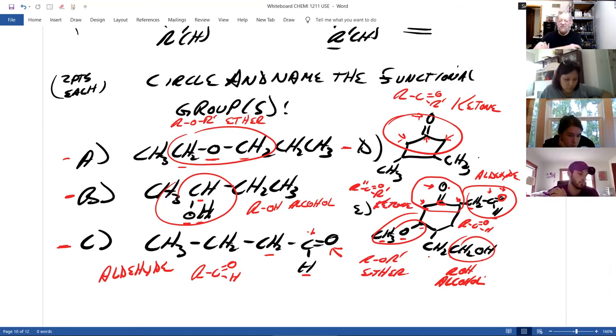Remember, ketone is not spelled with a Y. Students like to do that, and I don't take off for spelling. And that's how you play that fun game. Circle and name the functional groups, 2 points each. I hope you all had fun doing that. And really, it's an important skill, because if you can't identify a functional group, you can't name it. If you can't identify a functional group, you're not going to know how it reacts to make new molecules. So even though this is a fun game, this is a very important skill you should have. I hope you all enjoyed playing that. I did.